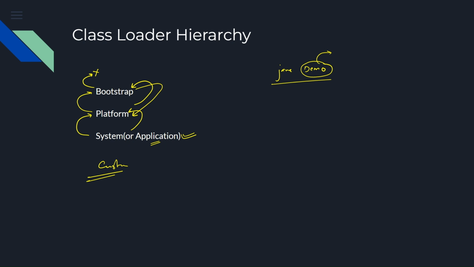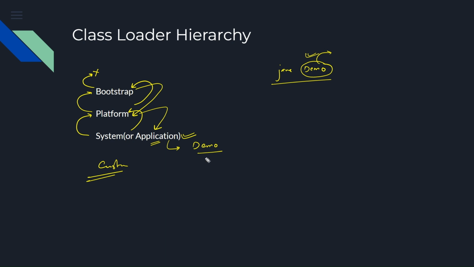Platform will also see that it is only responsible for loading classes from other Java modules, which have a different package structure. In this case, we have a custom package structure. So it will also see that it is not responsible for loading this demo class, and it will send the response back to the application class loader. Then the class loader will see that platform cannot load it and Bootstrap cannot load it, so it is its responsibility to load this class.